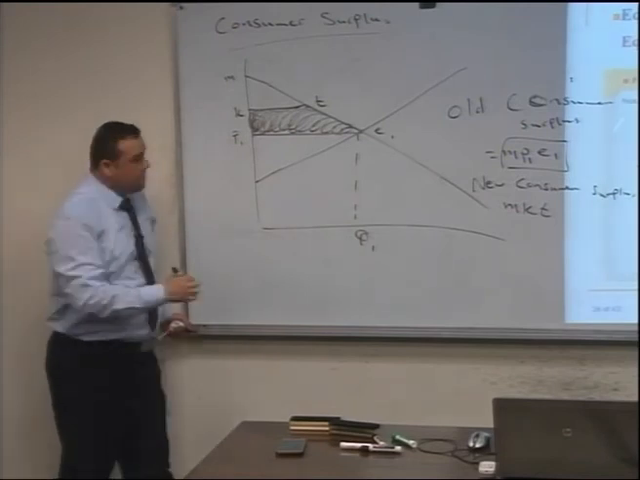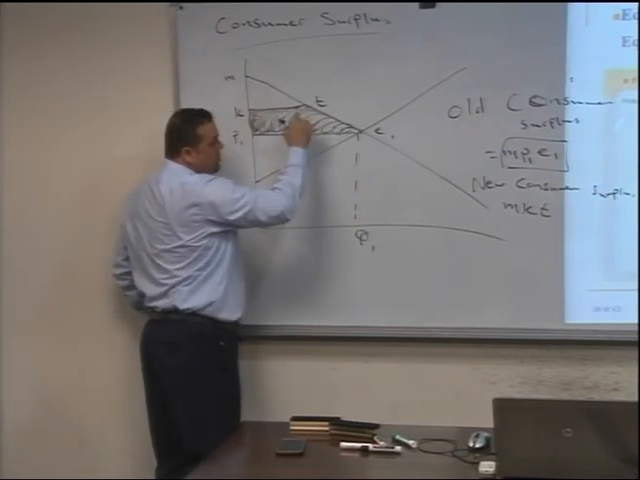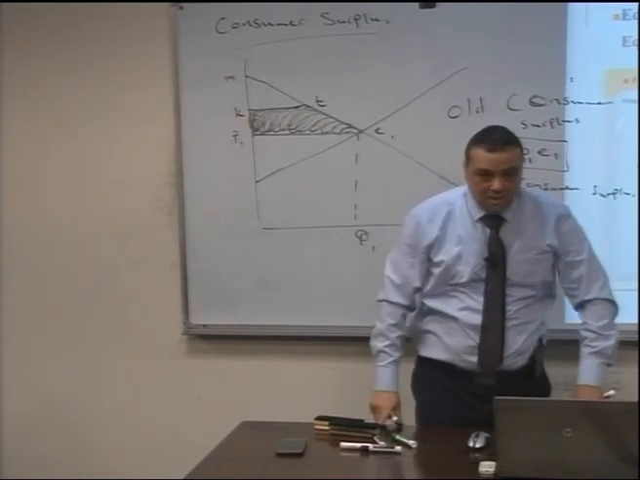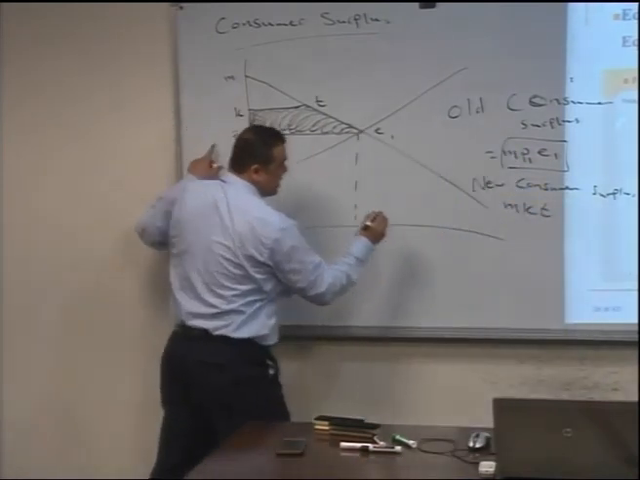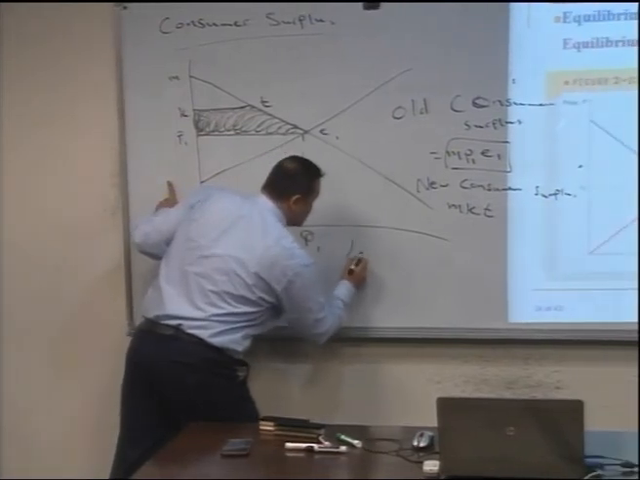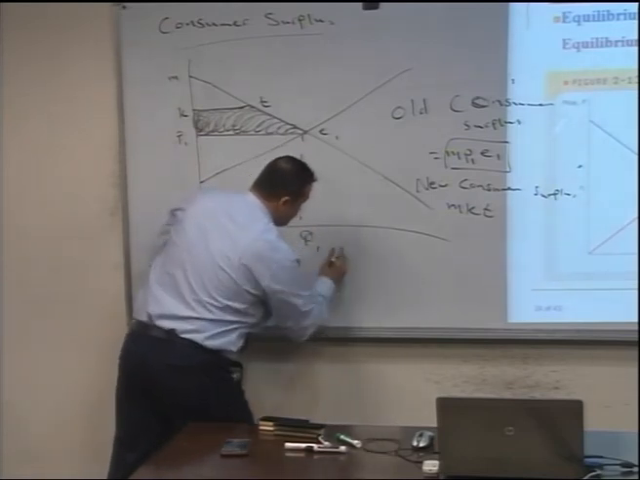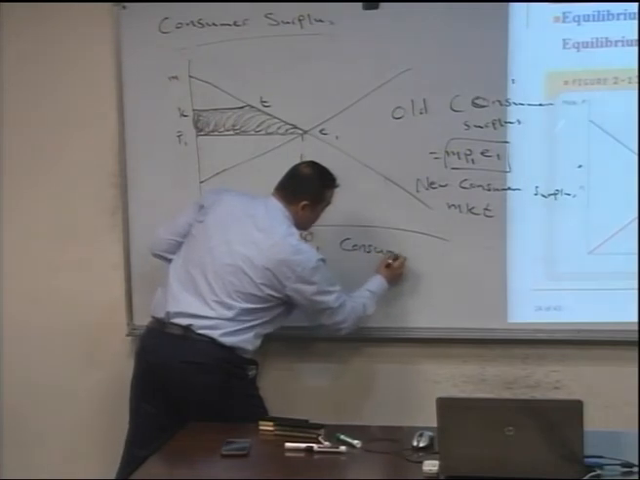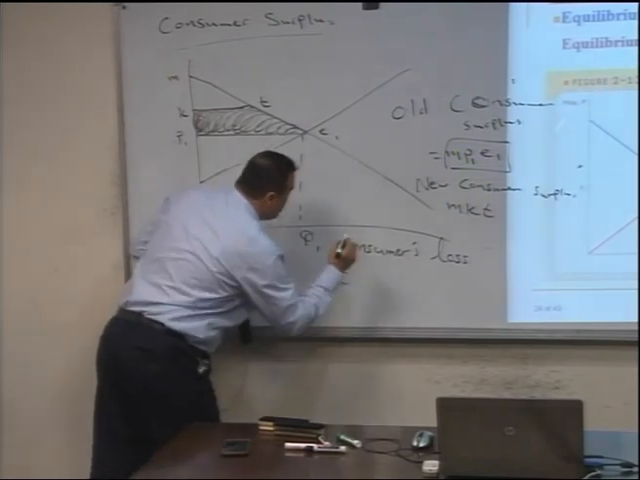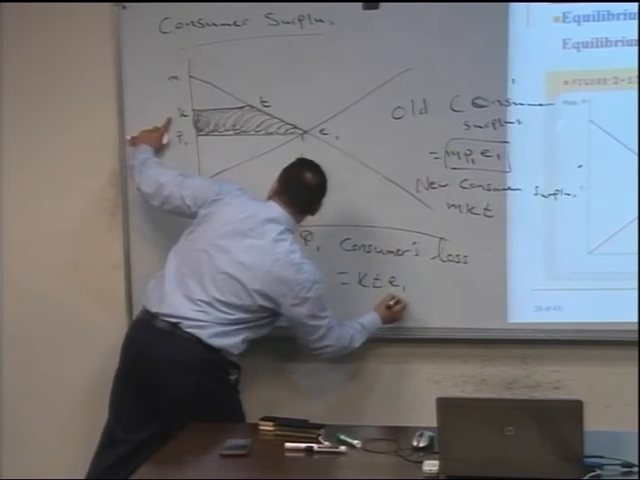وكأنه بقول له هو كان موفر هذا هيك. The prices went up. صار عنده في عنده loss. We have a loss in the consumer surplus represented by this area. خلينا نقول هذا اللي هو the loss, the consumer's loss equals KT E1 P1.